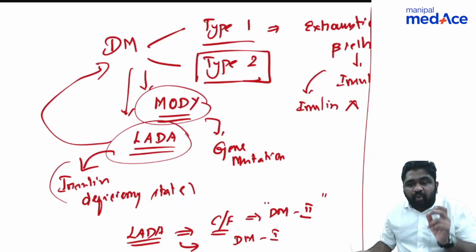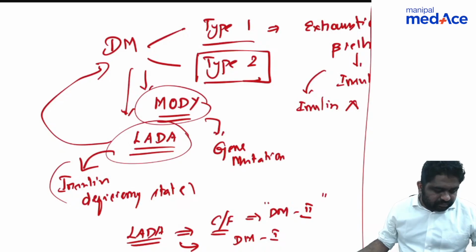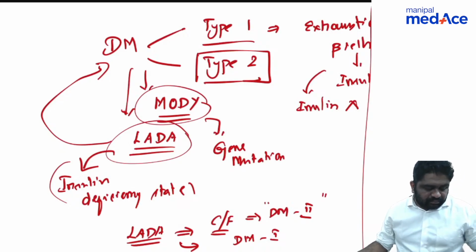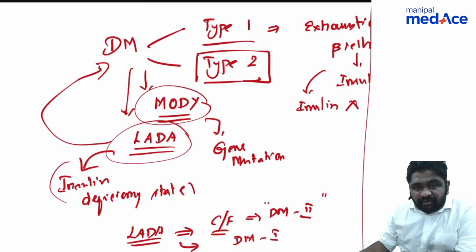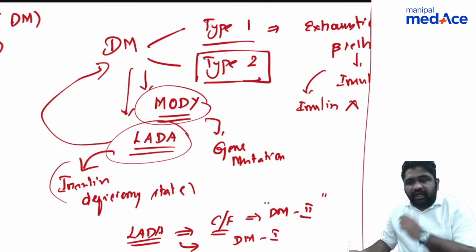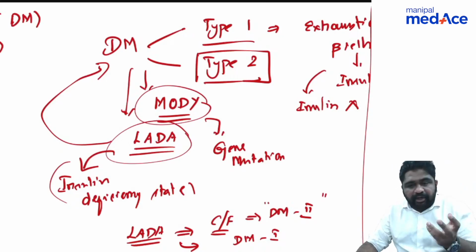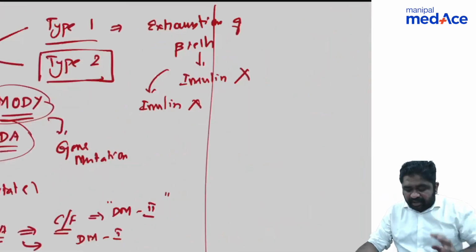Can anybody tell me what is the other name of LADA? LADA is referred to as 1.5 diabetes mellitus. It is type 1.5 diabetes mellitus. Now let me give you a very, very important concept. This may not be taught much in your classes. For that reason, let me tell you this.